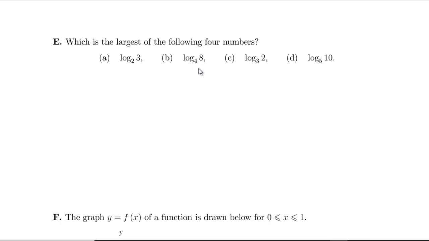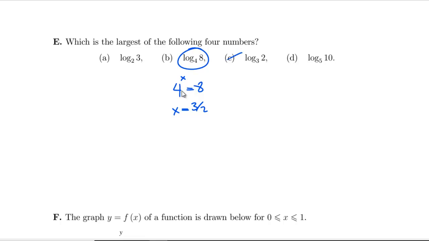Yes, we do know what that one is, because we want to do 4 to the power of something is equal to 8. So if we square root it and then cube it, we're going to get 8. So that's going to give us 3 over 2. So we know what that is. That's 3 over 2. Log to base 3 of 2.